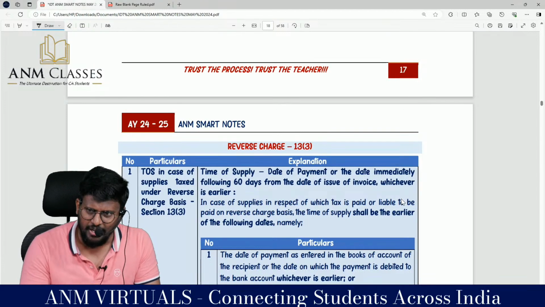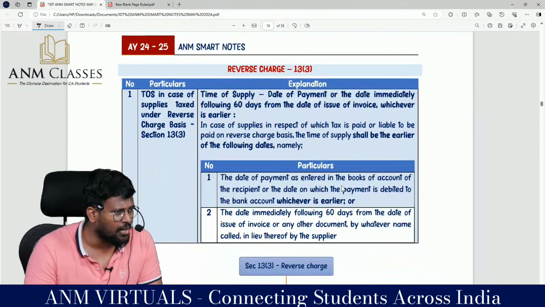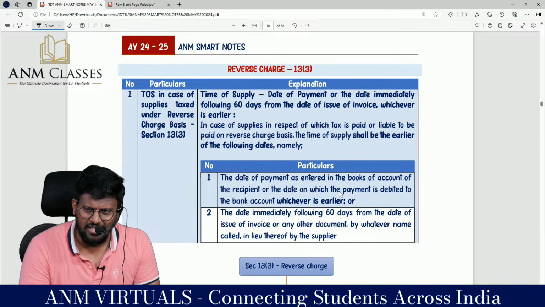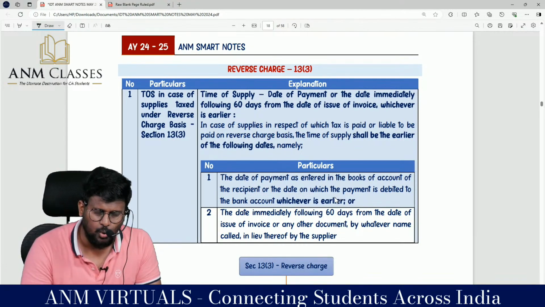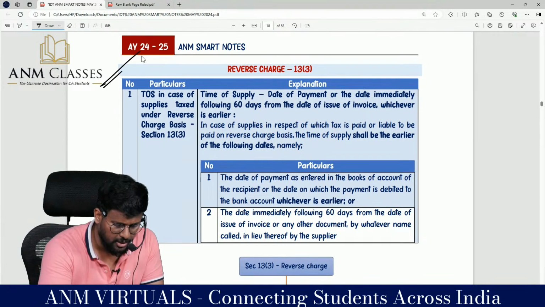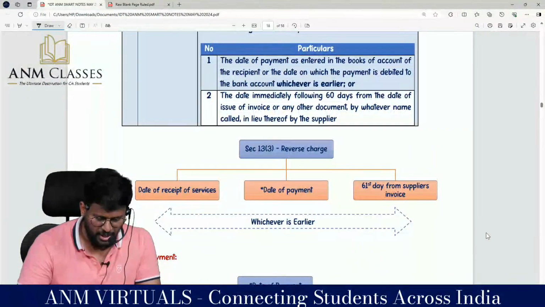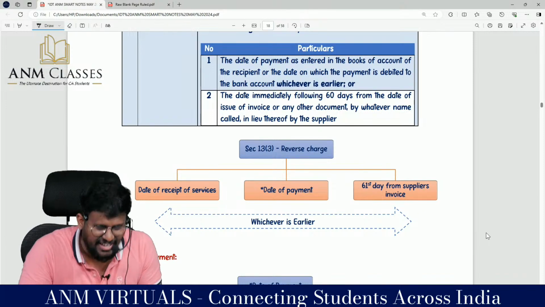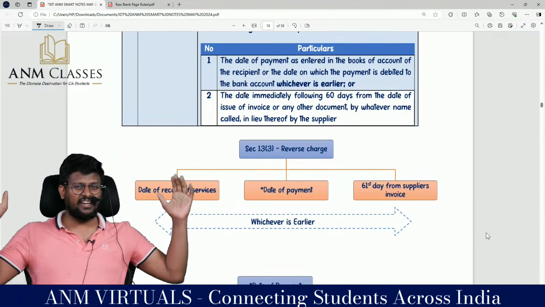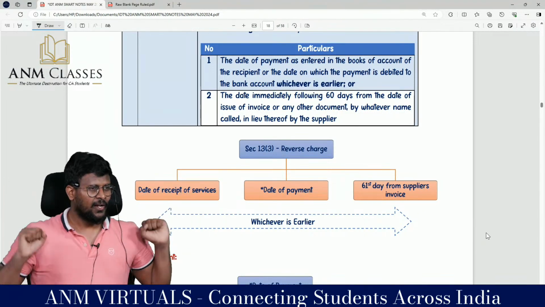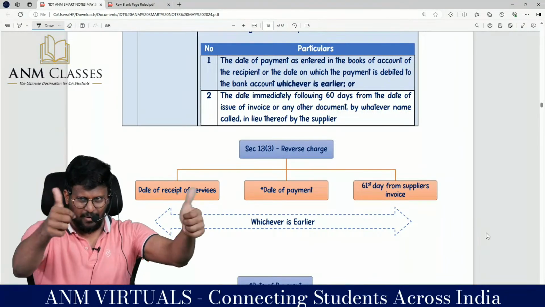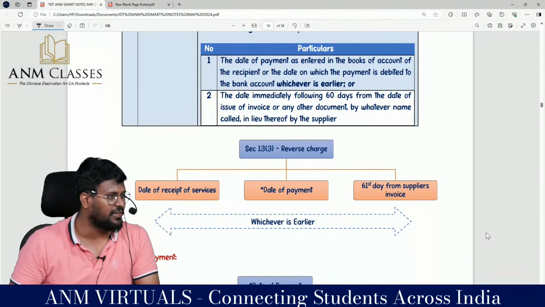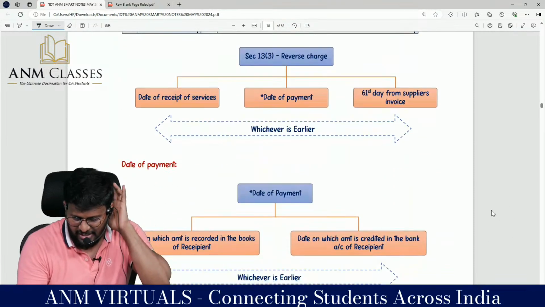You have noted this, right? What is 13(1), liability for payment of tax arises at. What is 13(2)? What is 13(3)? Sir, in reverse charge, do you remember the 3 options? Date of receipt of services does not apply. The date of payment or 61 days from the supplier's invoice, whichever is earlier.